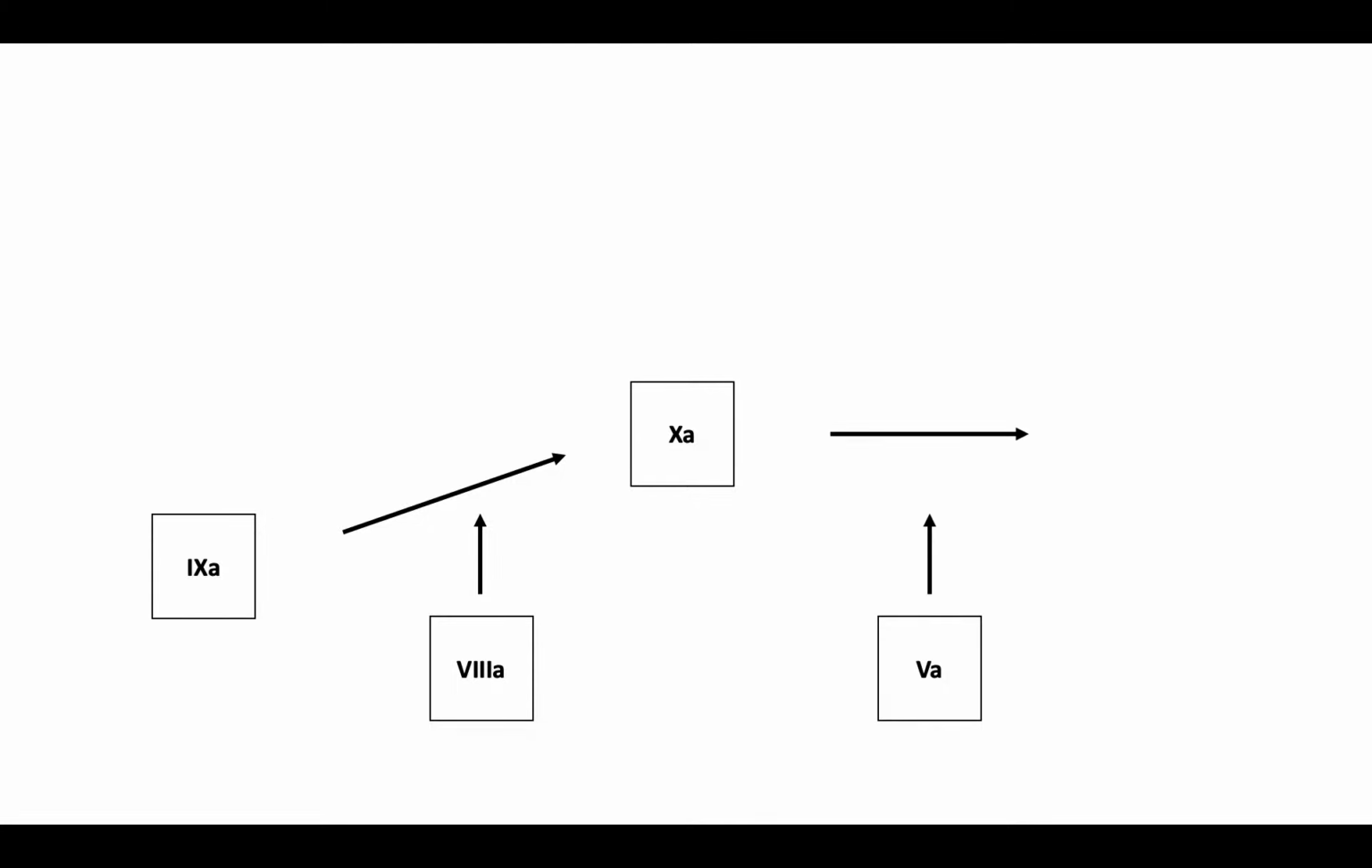Let's discuss the process by which the extrinsic pathway also activates the intrinsic pathway. The extrinsic pathway factors, tissue factor and factor 7A, also activate 9 to 9A. Now let's focus on 9A. 9A has as its cofactor 8A, which works to help factor 9A activate 10 to become 10A. 10A also has as its cofactor 5A, which works to activate prothrombin to thrombin. Factors 8 and 9 are key factors in the intrinsic pathway.